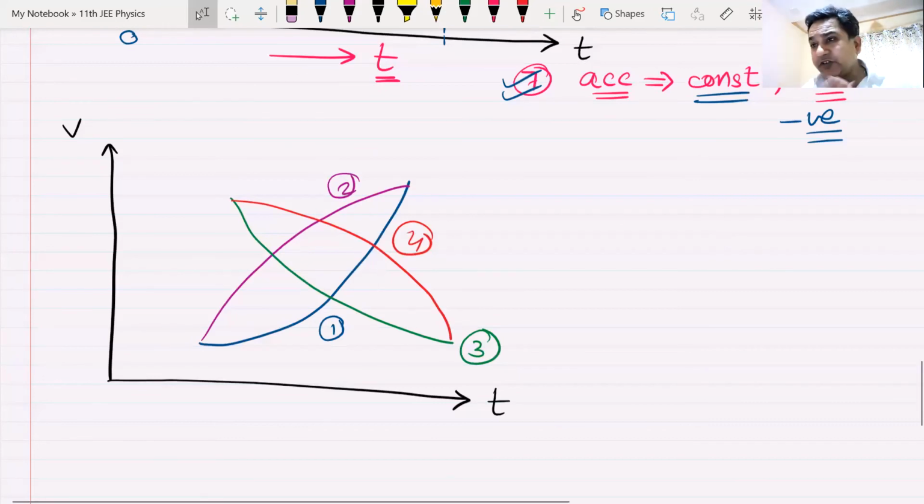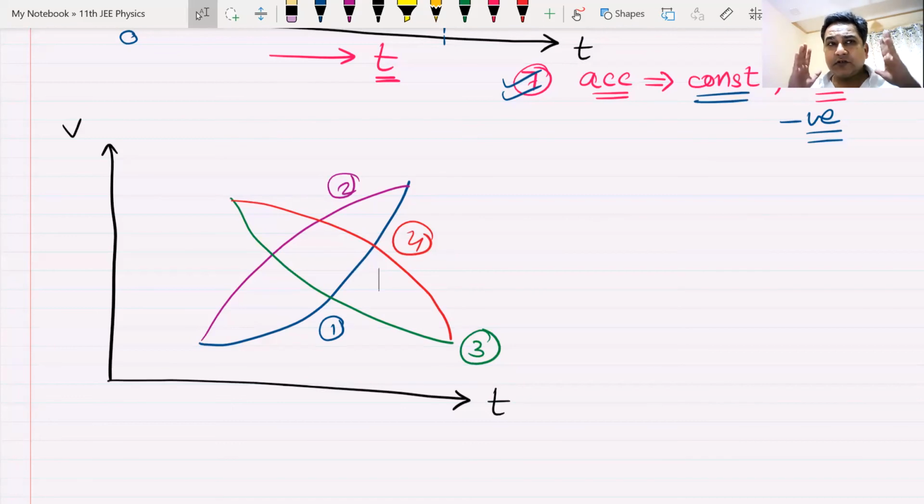Also try questions from your notes, the questions on graph of velocity. We'll be discussing some questions in the next class and we'll be winding up the graphs by the next class. If you have any doubt, beta, please come up.